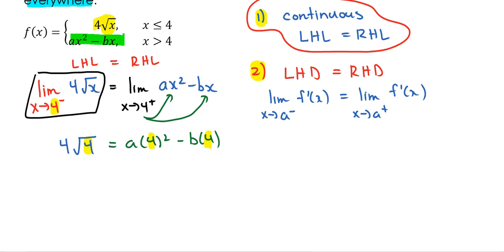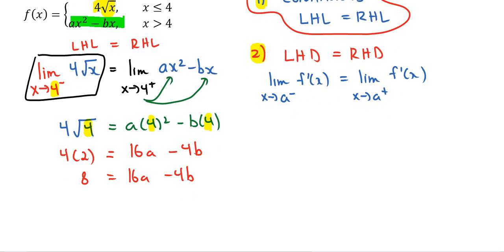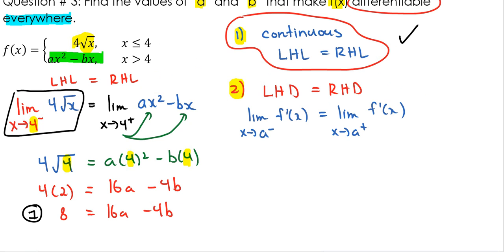Okay, so let's go ahead and do this. This is going to be 4 times 2, which is going to be 8. This is going to be 16a minus 4b. So 16a minus 4b. So once you've done that, that's equation number 1 here. Okay, so that's part 1. We've done the left-hand limit equals the right-hand limit. I've done that correctly there.